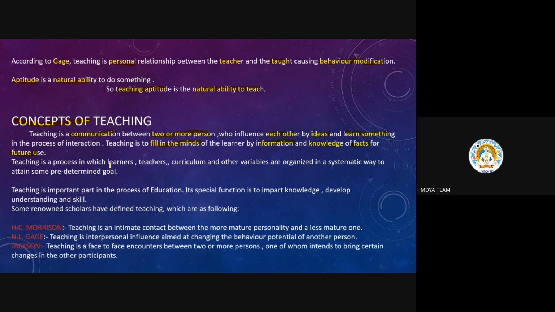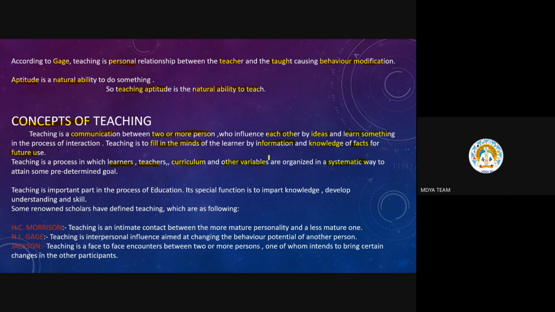Teaching is a process in which learners, teachers, curriculum, meaning the set of content that is to be delivered to the learners in the whole duration of the study, and other variables, like the environment or the teaching aids, are organized in a systematic way. See, teaching is always systematic. You can't teach in an abstract manner. Teaching must be very systematic, very objective in nature.